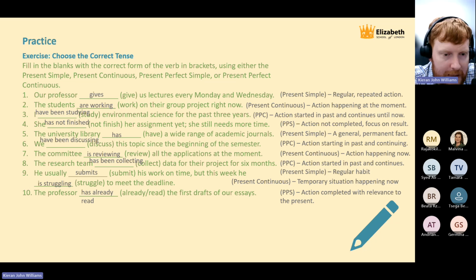And then in number 10, we've got already. So which one do we use with already? Has been? Has, yeah. So it would be has already read, or has read already. Okay, so this is present perfect simple.